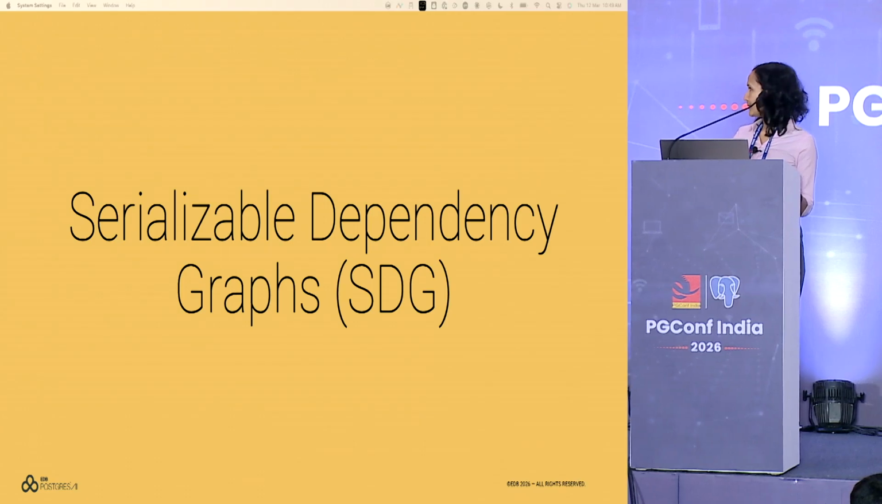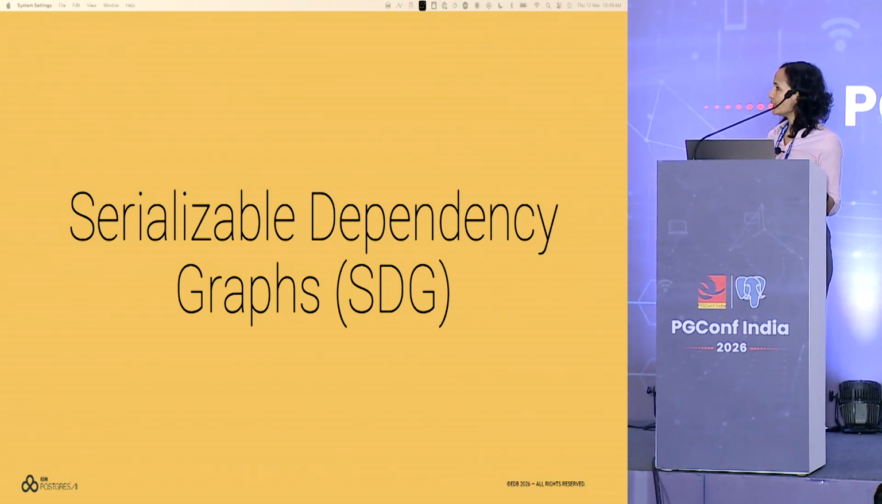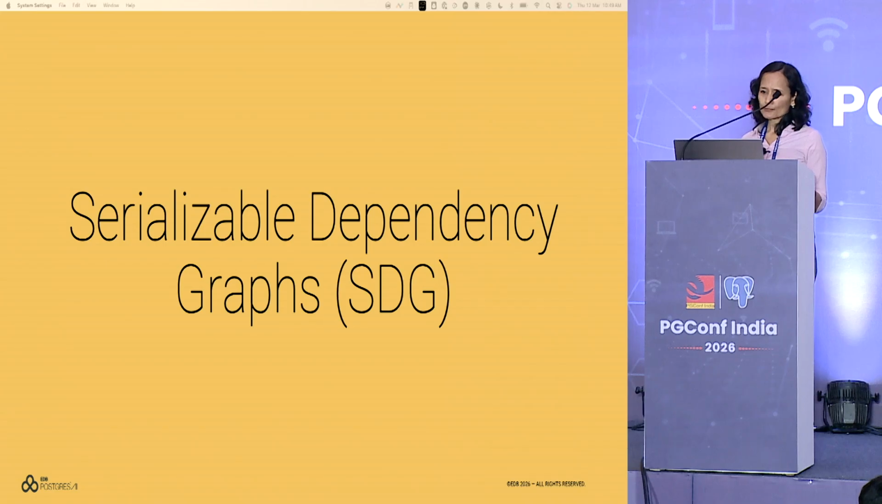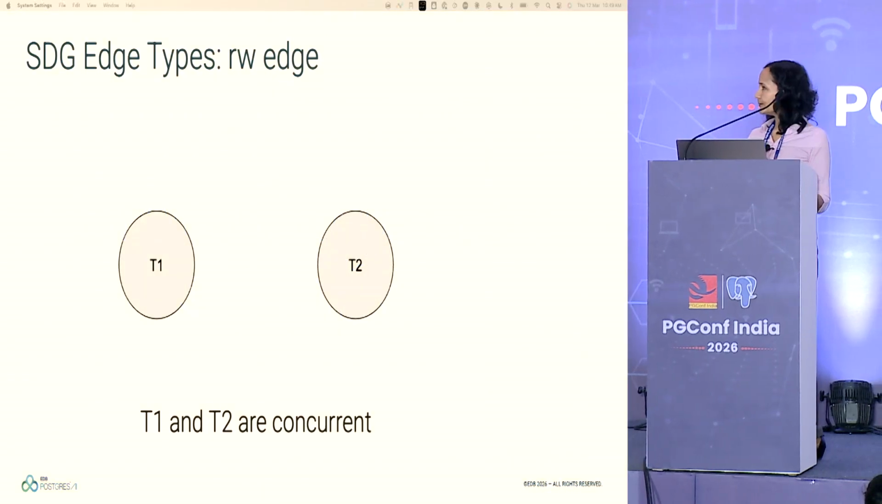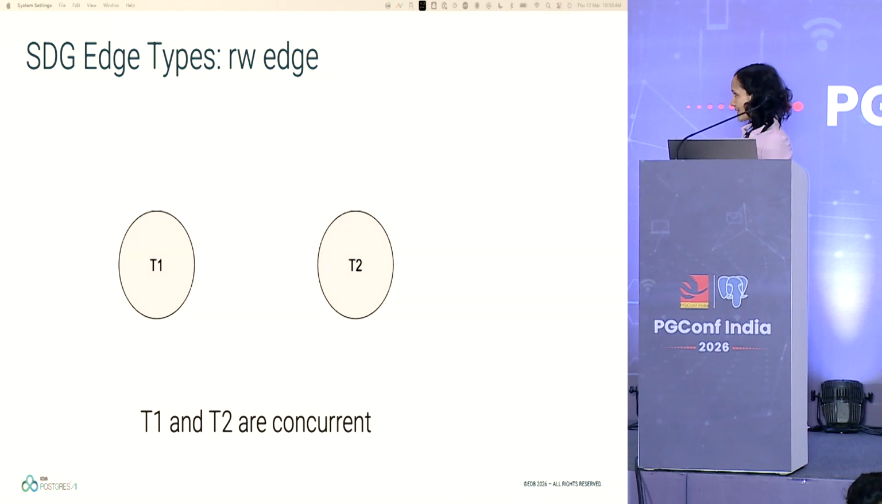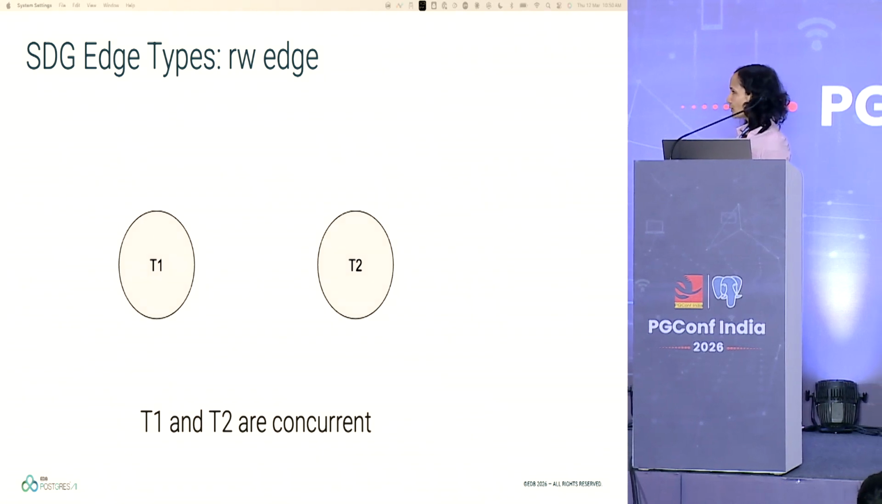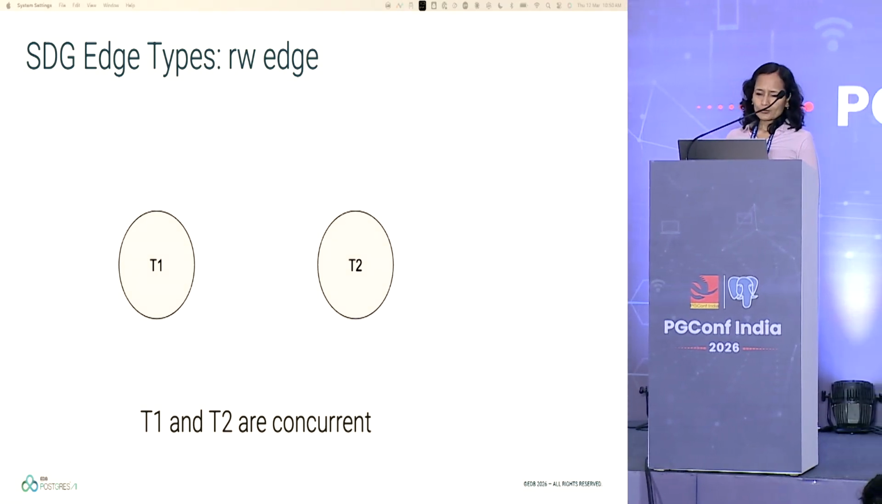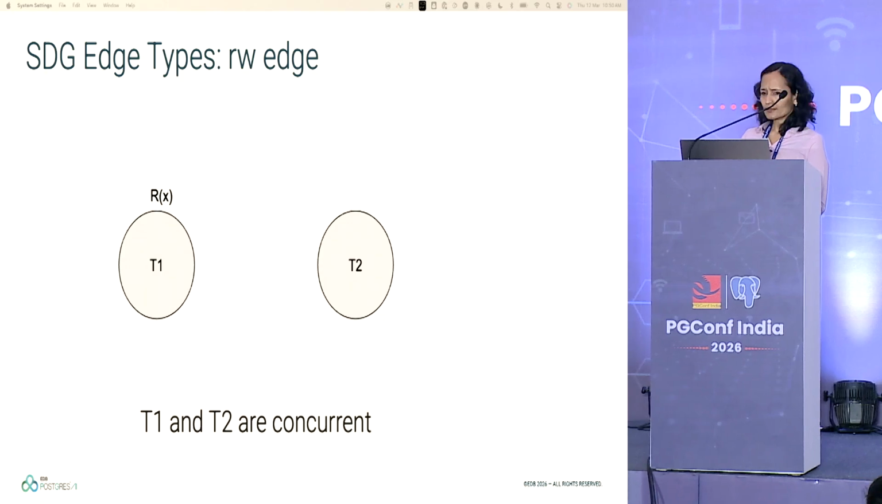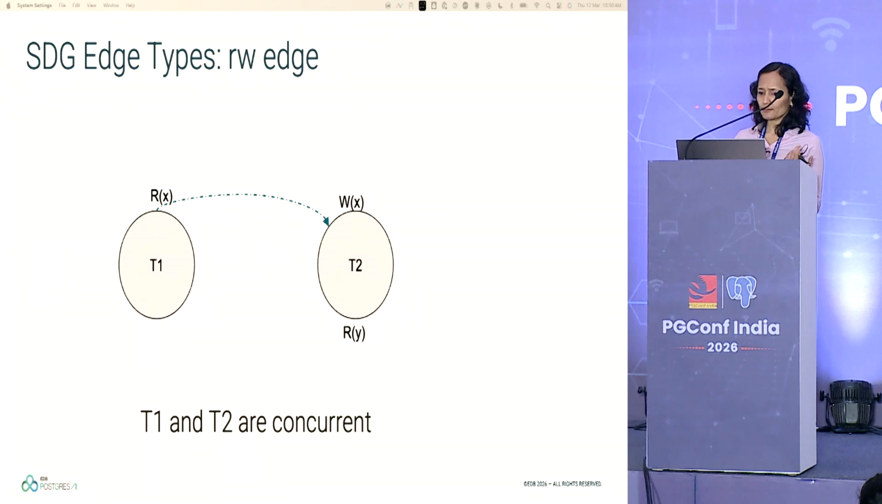Building on how SSI works, to build an intuition around SSI, we need to understand something called serializable dependency graphs, or SDG. This gives a better understanding of transactions. It is basically building edges between transactions, considering combinations of all possible transactions which can run concurrently. So assume that you have two transactions, T1 and T2, and they are concurrent. T1 reads a record and T2 writes that record.